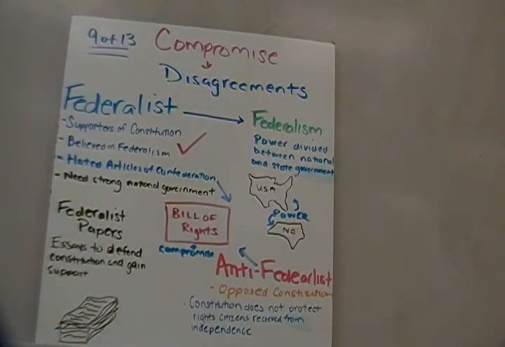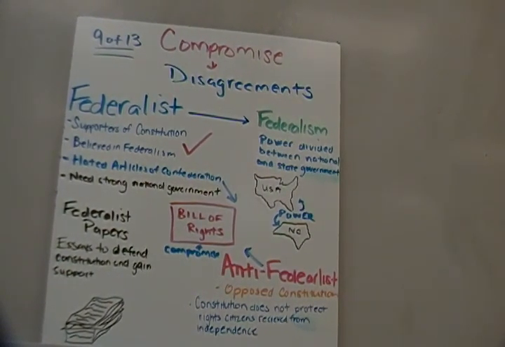So for class, you need to make sure you know the difference between a Federalist and an Anti-federalist and how they came to a consensus and agree with one another.